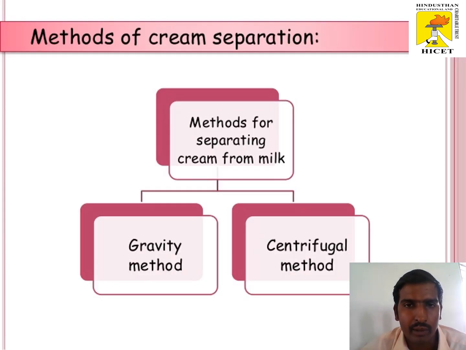So, methods of cream separation. There are two types of methods for separating cream from milk. One is the gravity method and the other is the centrifugal method. In the gravity method, separation takes place based on gravitational force, and in the centrifugal method, based on centrifugal force, the rotations per minute and the density differences, the separation of the fat and the milk or water takes place.